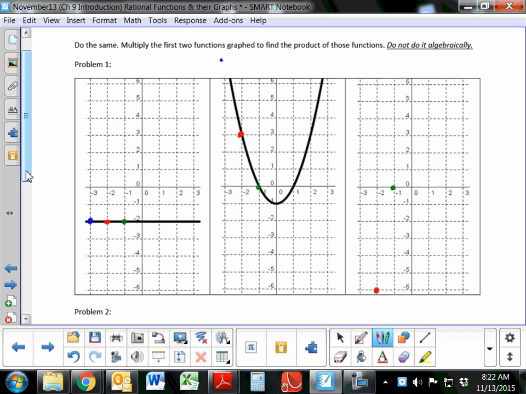And then, yeah, it did jump huge. And then I'm going to go, how high is it at 0? -2. And how high is it at 0 here? What is -2 times -1? Or 2. Positive.